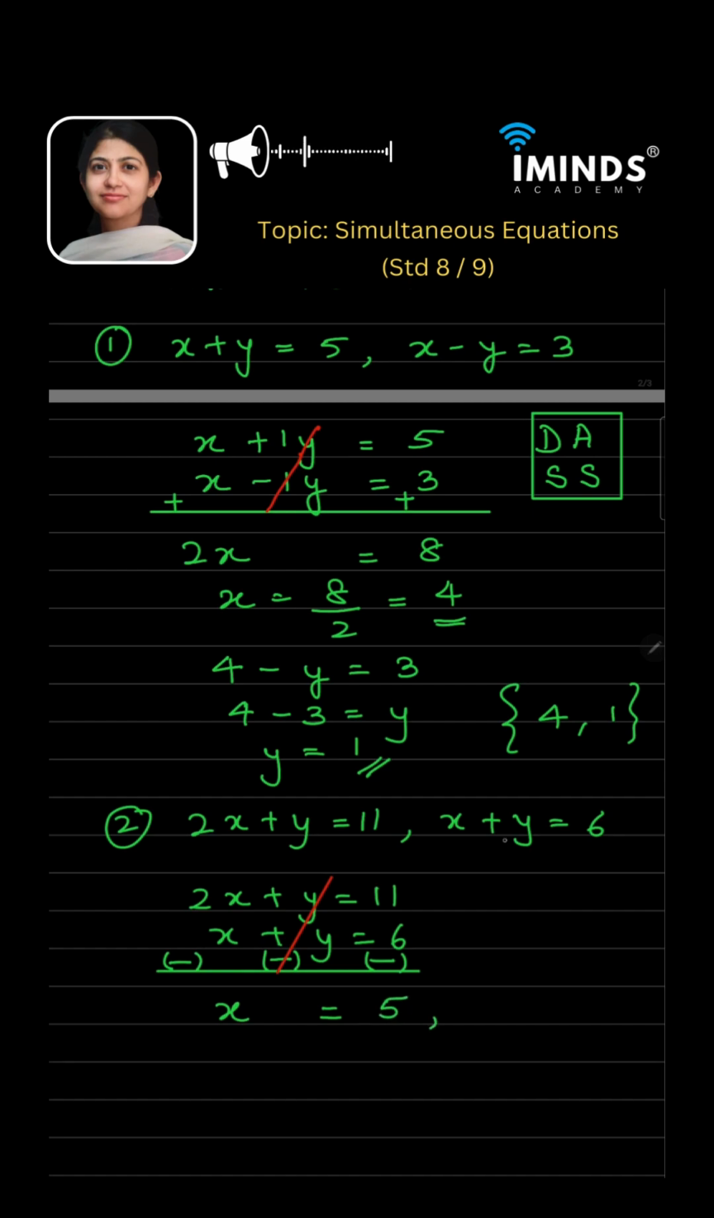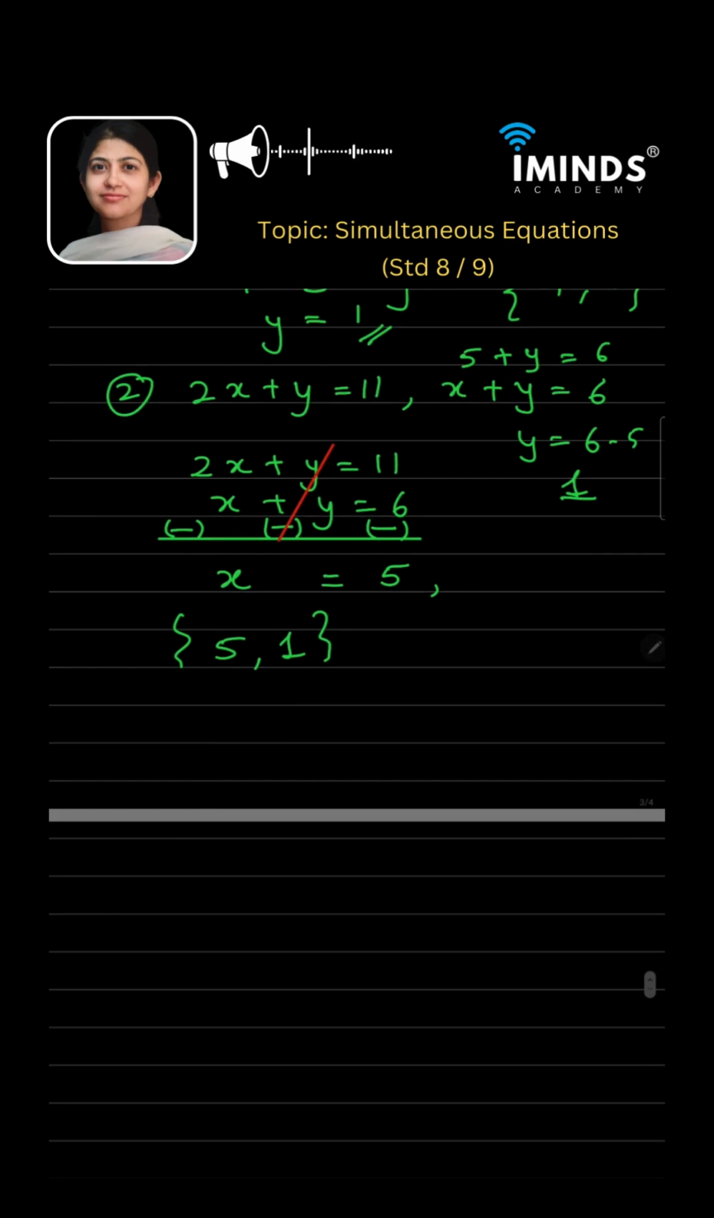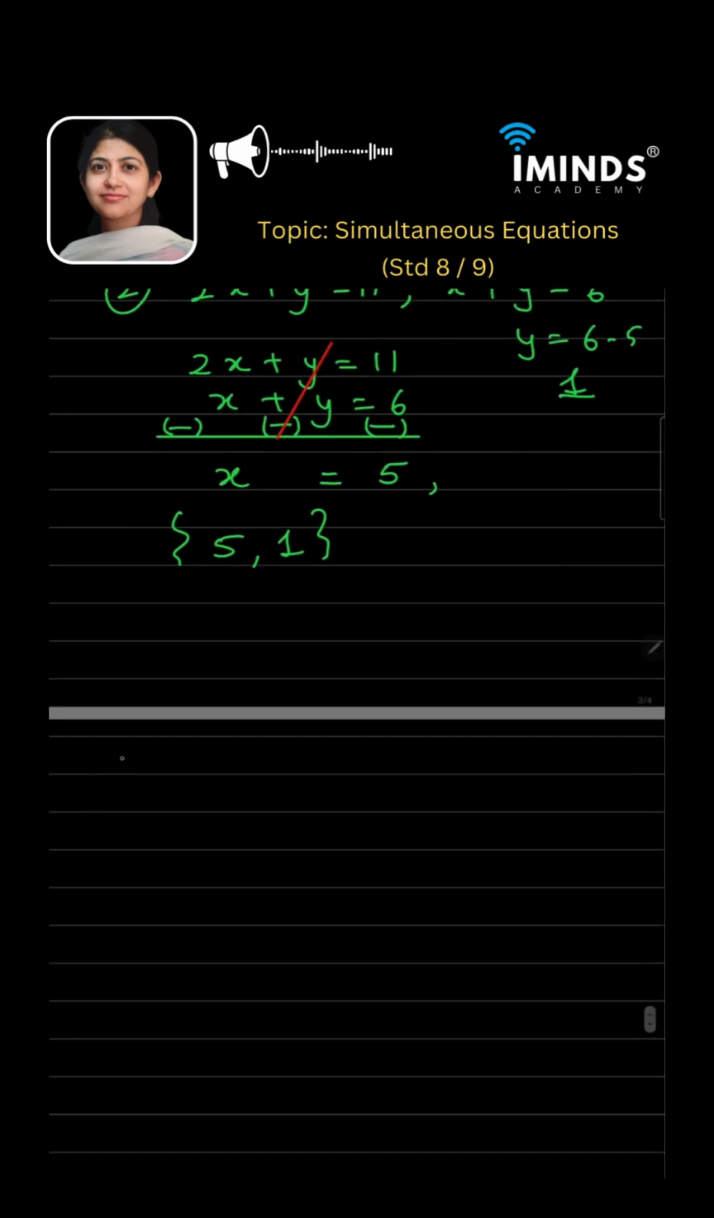And what is your y now? If you replace here, x is 5, so 5 plus y is equal to 6. So y is equal to 6 minus 5, that is 1. So your solution set is 5 and 1. Correct? So now here it was easy. You did not have a coefficient in front of y either, so you did not face much difficulty. Correct? So now we will take a sum which has different coefficients. So it will be a little bit tricky for you to do.